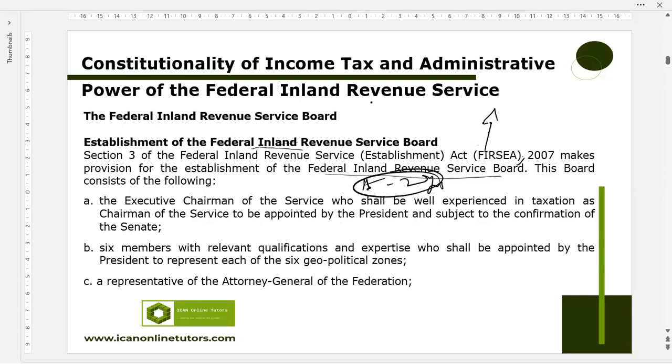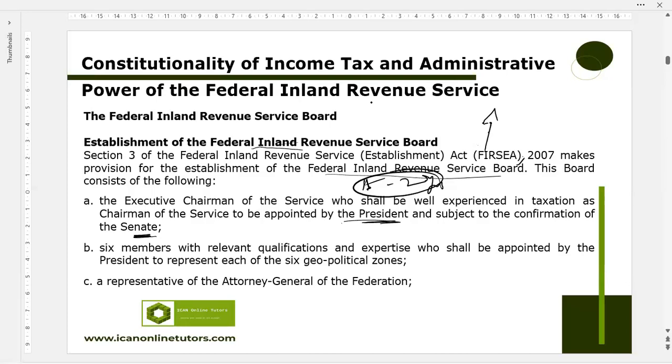They are usually appointed by the president, subject to the confirmation of the Senate. If the senators do not like the person, they may drag it or not approve, and the person may just be in an acting capacity. So the president has the right to appoint someone with good experience, but after the appointment, it is subject to confirmation of the Senate.